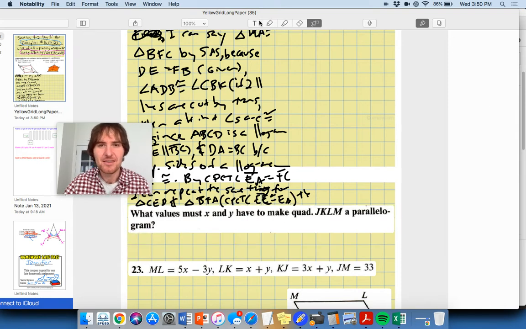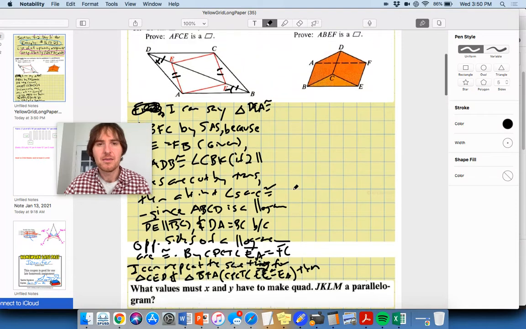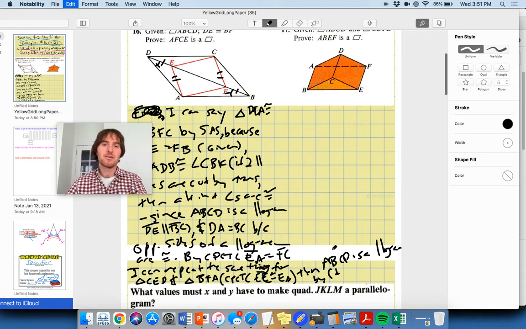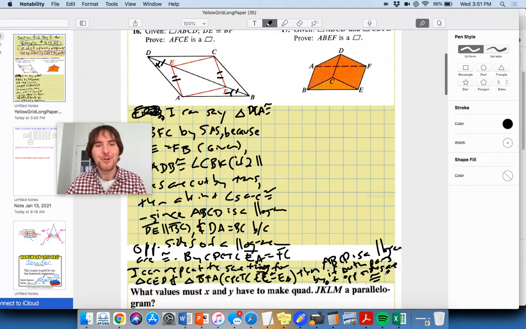Then ABCD is a parallelogram by, if both pairs of opposite sides are congruent, then it is a parallelogram. Okay, I ran out of space there.